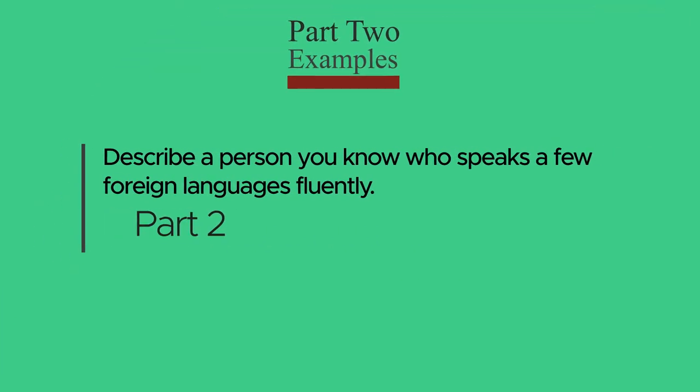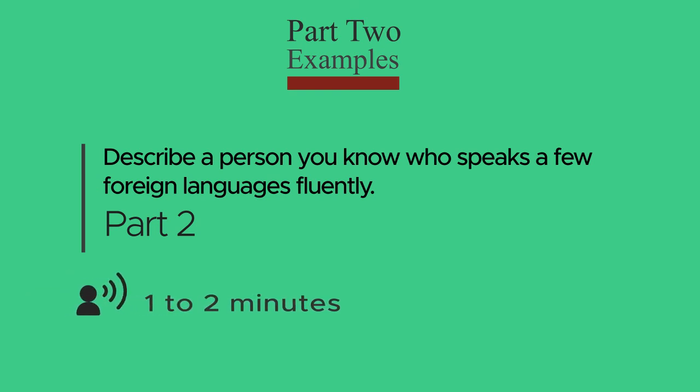In the second part, you're given a task card. On this task card, you can find a topic like this. Describe a person you know who speaks a few foreign languages fluently. You have to speak about this topic for between 1 to 2 minutes. The examiner gives you a pencil and a piece of paper to make notes, so you can prepare for 1 minute before you start talking. This part takes about 3 to 4 minutes.